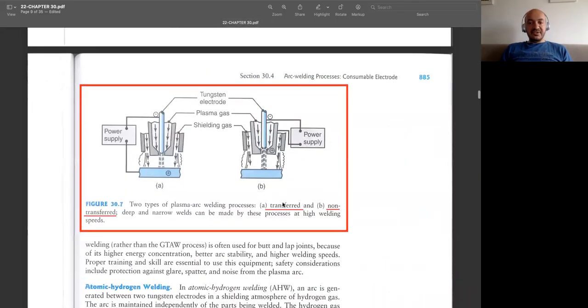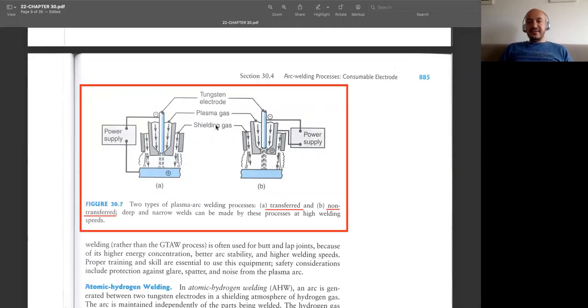Now you can see the difference here. The first one is transferred, as you see. The workpiece is part of the circuit. The arcs are between this electrode and the workpiece. But in the non-transferred case, the arcs are generated between this nozzle and the electrode. Then later, with the help of this gas, heat is transferred to the workpiece, and then they are joined together. But in the first one, the arc is obviously between the electrode and the workpiece, so we don't need to have a proper transfer.